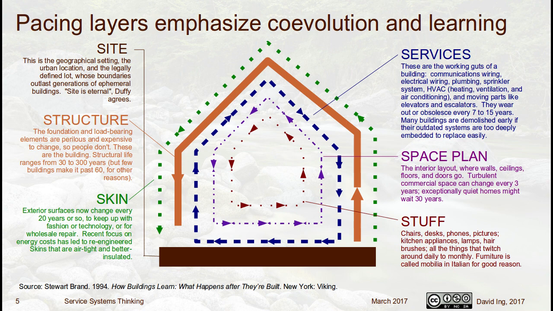He created this model that was originally called the shearing layer model, and it became updated as pacing layers. The idea here is that you can start off with the site. The site is the foundation for a building. It's always there. It doesn't change. You can change the site, but to move a building off a site, like to jack it up and take the whole building and move it, is a really big deal. It can be done, but you don't usually do that.